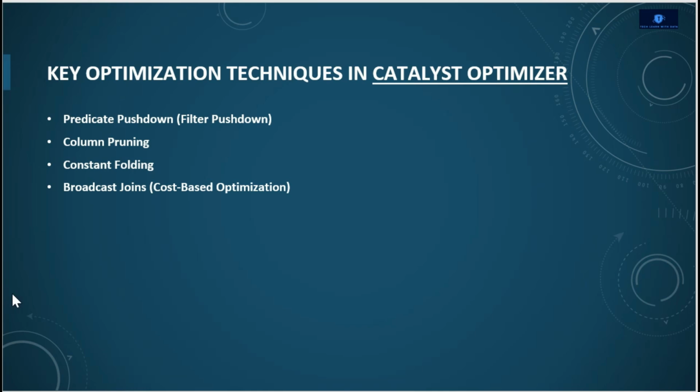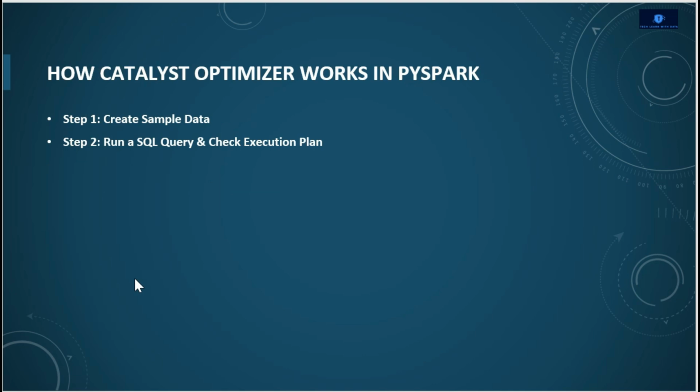So next one is the key optimization technique, how the catalyst optimizer works in PySpark. Okay, let's take a very simple example. First we will create sample data, and once we have created the sample data, we will perform a SQL query to check the execution plan. That way you can check what type of operation is performed when you execute any SQL query. So for this one, we have to take Visual Studio. Let's open Visual Studio.